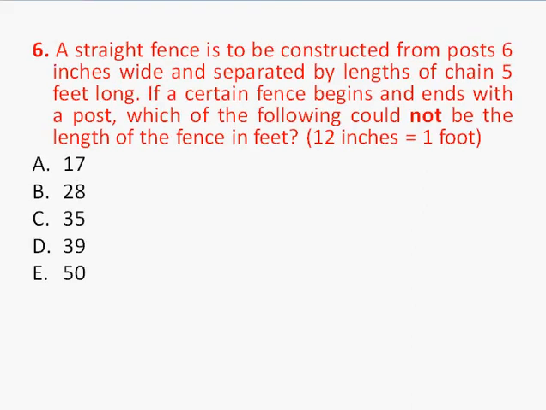Question number 6. A straight fence is to be constructed from posts 6 inches wide and separated by lengths of chain 5 feet long. A certain fence begins and ends with a post, okay? A certain fence begins and ends with a post with chain in between. Alright, so there will be 2 posts and 1 chain to make 1 fence. Which of the following could not be the length of the fence in feet? It is given that 12 inches is equal to 1 foot. Alright, so that means post is half foot and chain is 5 foot.